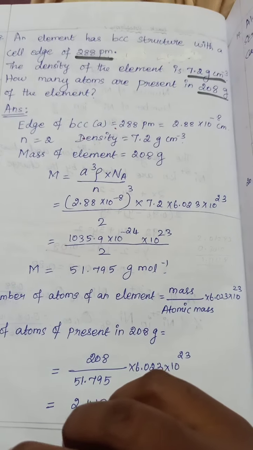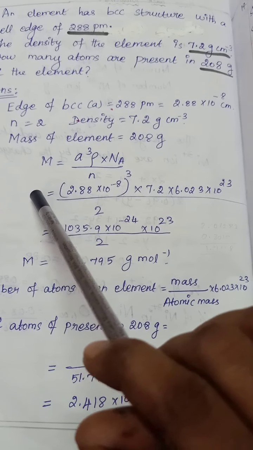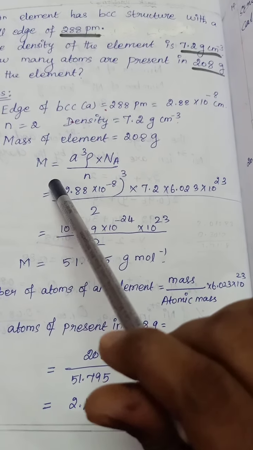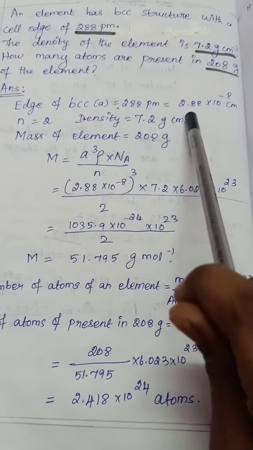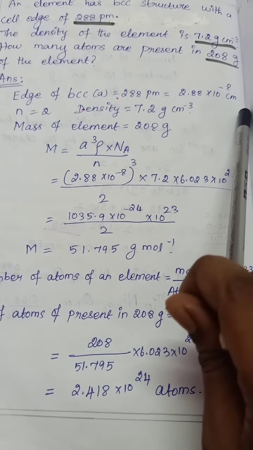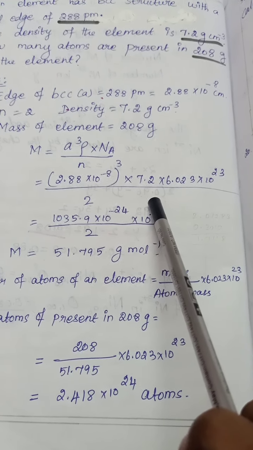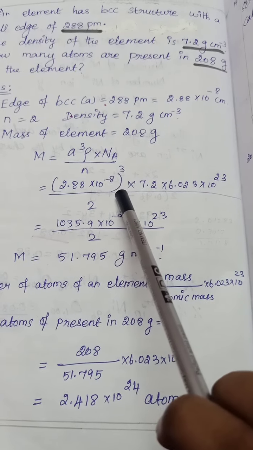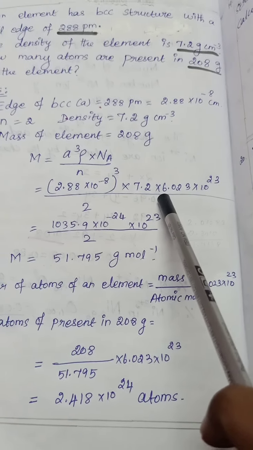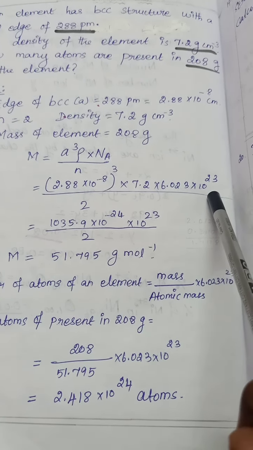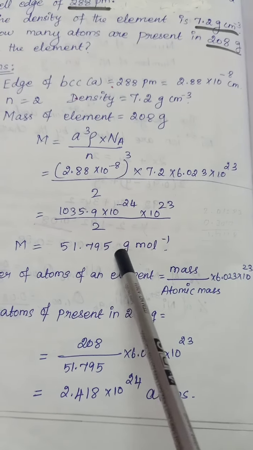We modify the density formula. Here you need to calculate the atomic mass. So m is equal to a cube into rho into Na by n. What is the a cube value? 2.88 into 10 to the power of minus 8 centimeter, the whole cube. Then the rho density value is 7.2 gram centimeter minus cube. So centimeter cube and centimeter minus cube cancel. Here you have gram only. Then what is the unit of Avogadro? Mole inverse. So finally you have gram and mole inverse. The unit is gram mole inverse.